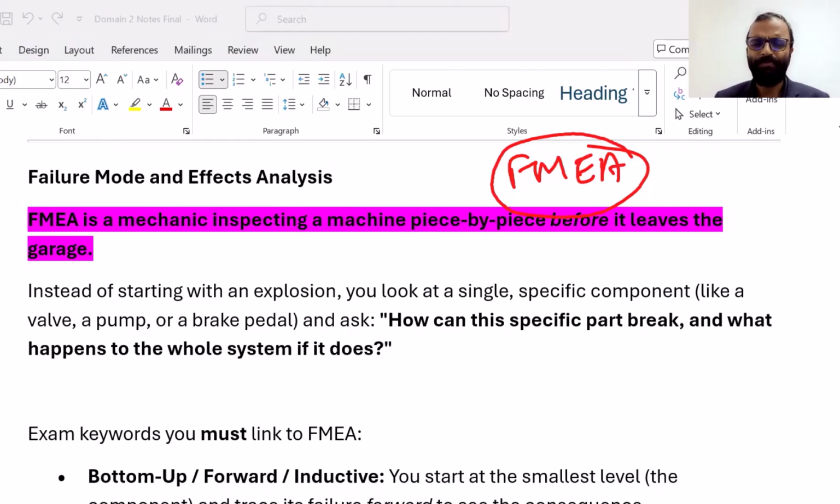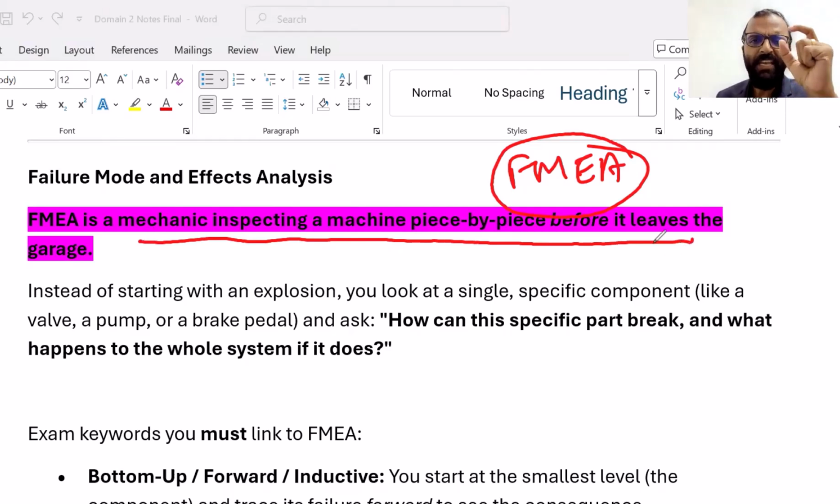Here, you are actually inspecting each and every part of the machine. Just think of FMEA as a mechanic inspecting a machine part piece by piece before it leaves the garage. So failure mode effect analysis means you will be checking each and every part of the machine, whether it is working properly or not, before it is being rolled out. Instead of just looking after the explosion, you will be checking the machine part by part. What you will be checking: if this part breaks, what would be happening?